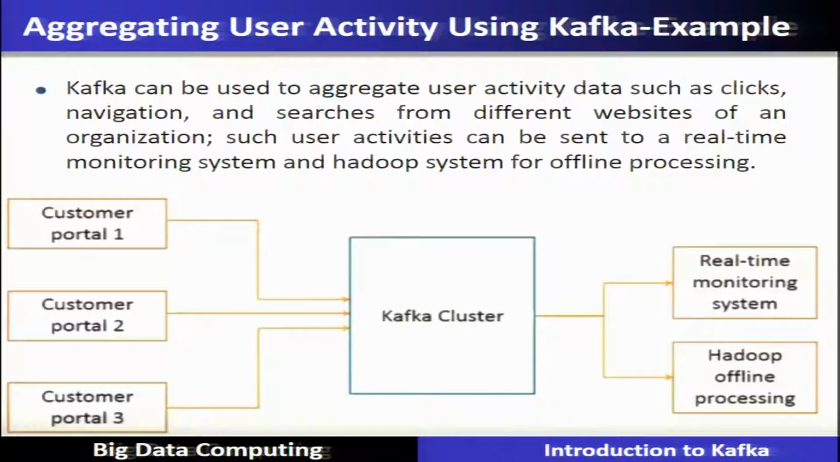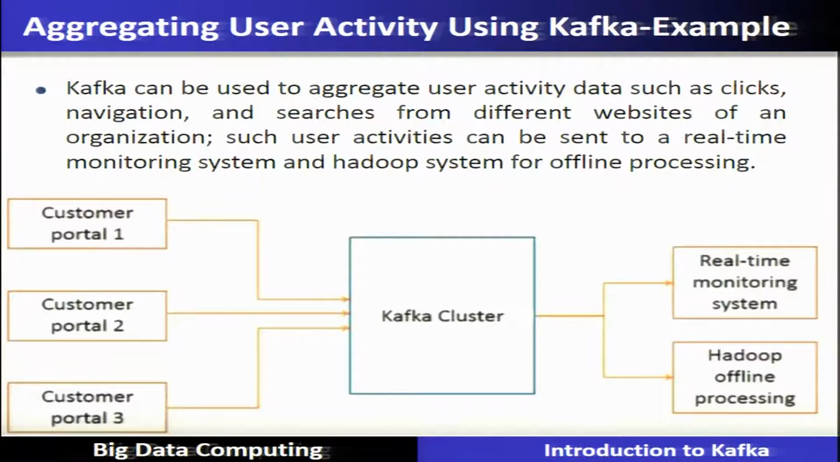So, let us see some more Kafka examples. Aggregating user activity using Kafka as an example. Kafka can be used to aggregate user activity data such as clicks, navigation, searches from different websites of an organization. Such user activities can be sent to a real time monitoring system and Hadoop for offline processing.